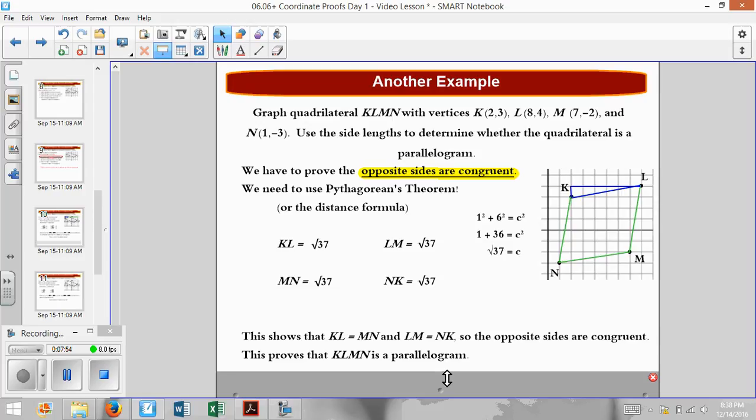So the conclusion is we know that KL and MN are equal, and LM and NK are equal. So the opposite sides are in fact congruent. It proves it's a parallelogram. Nice.